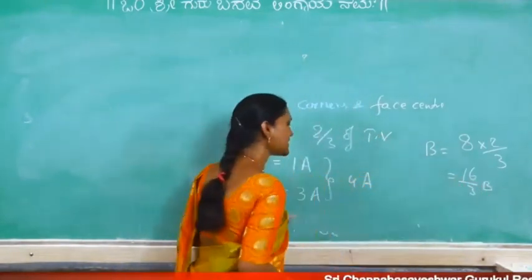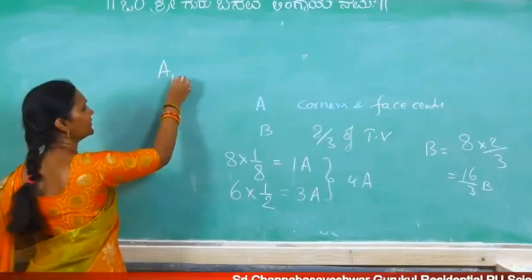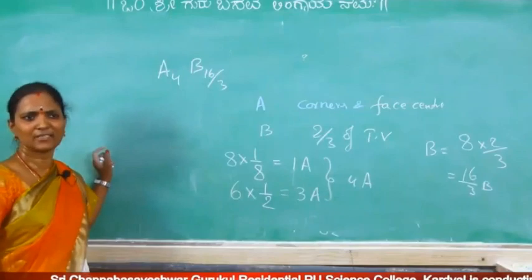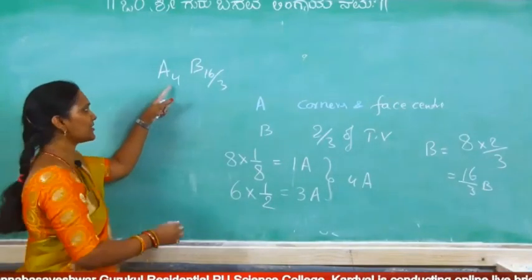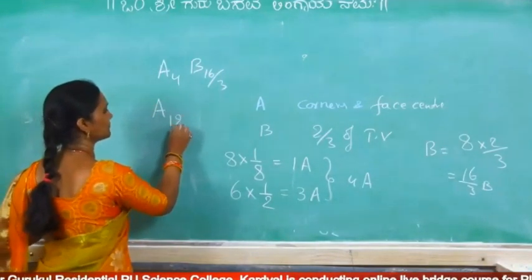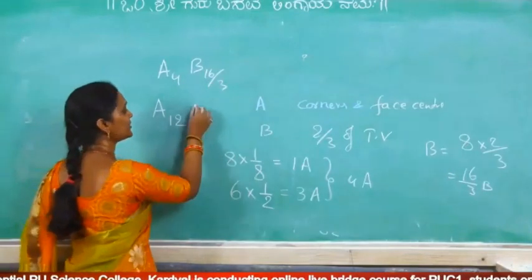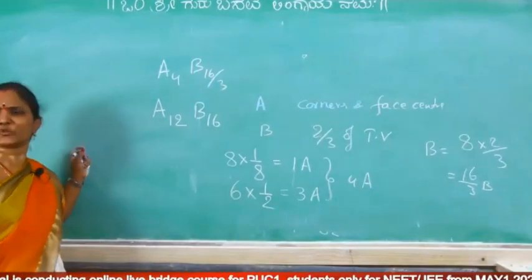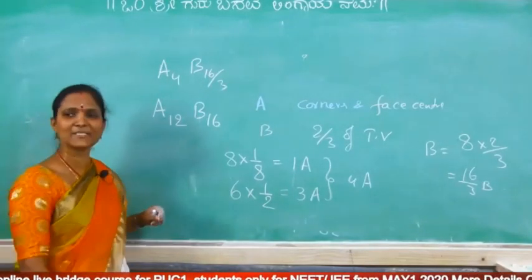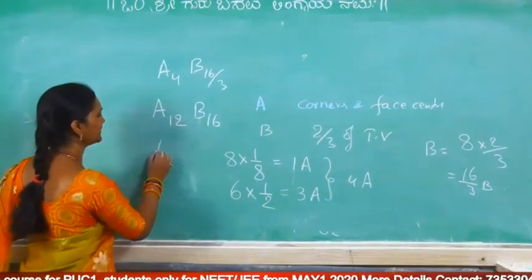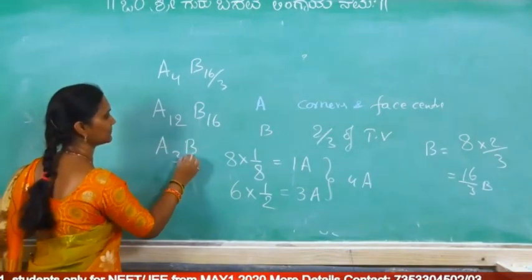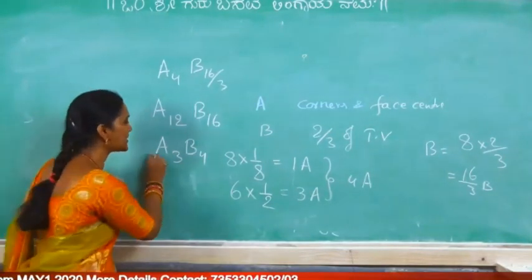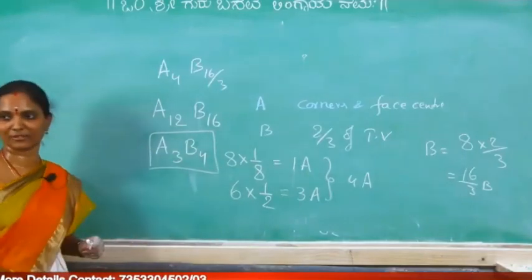Now what is the formula? A4 B16/3. Taking fractions like this is not good, that's why we multiply with 3. This one with 3 gives 12, and this one multiplied with 3 gives 16. Yes or no? Now 12, 16 is big and not good. Can we simplify this? We can simplify. So what is that? A3B4. So now the formula of this compound is A3B4.